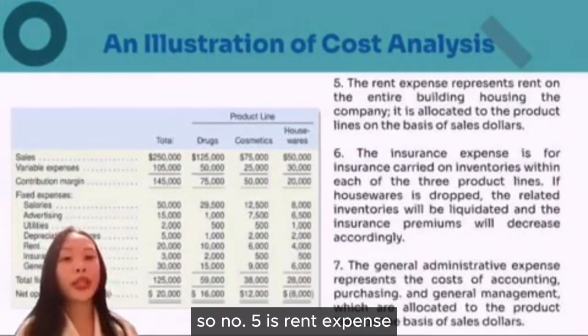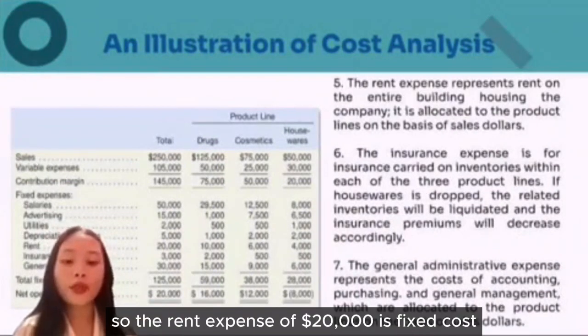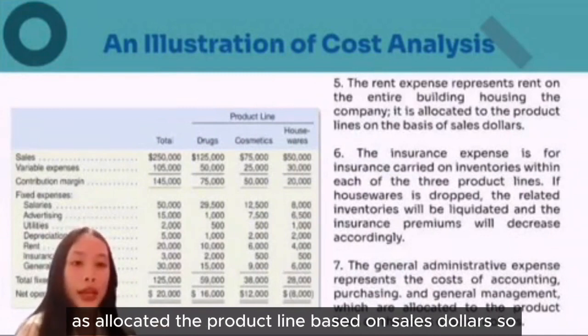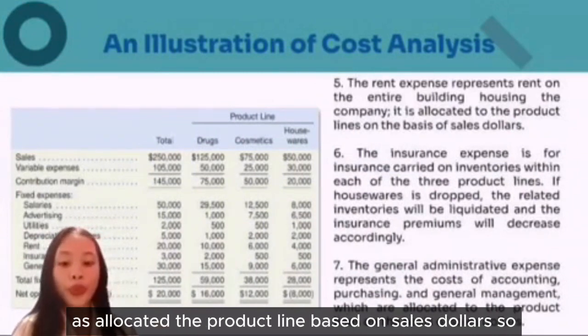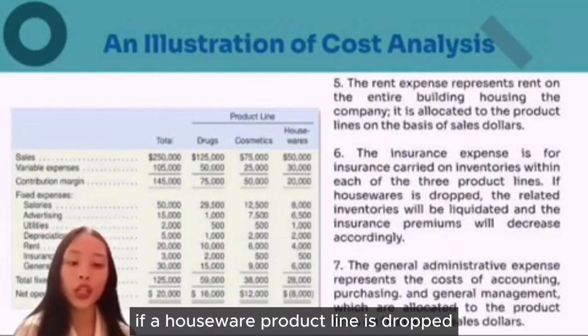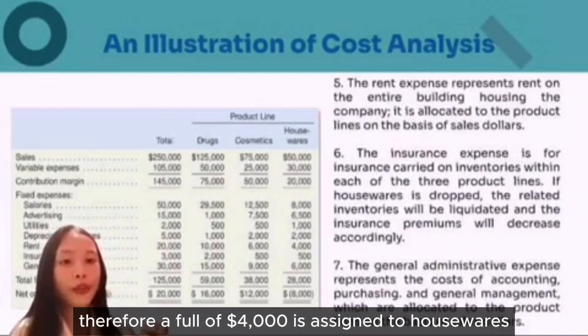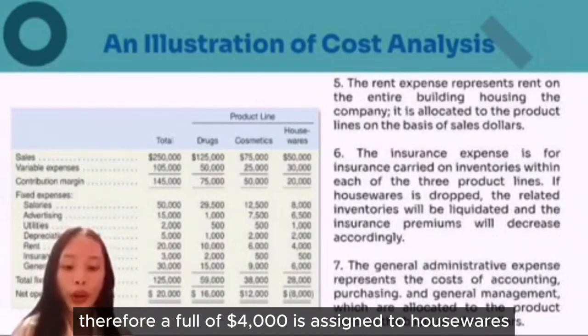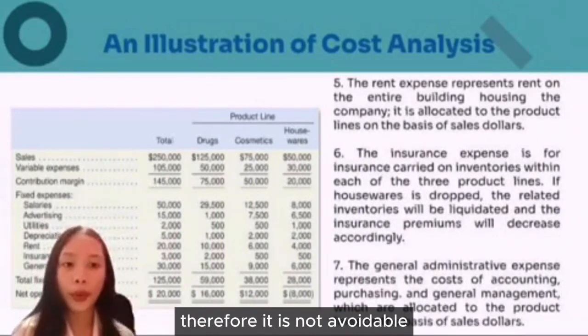So number 5 is rent expense. The rent expense of $20,000 is a fixed cost and is allocated to product lines based on sales dollars. So the $20,000 is not avoidable if the housewares product line is dropped. Therefore, the full $4,000 assigned to housewares is not avoidable.